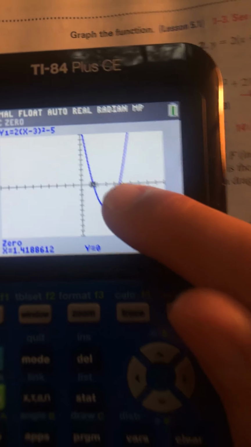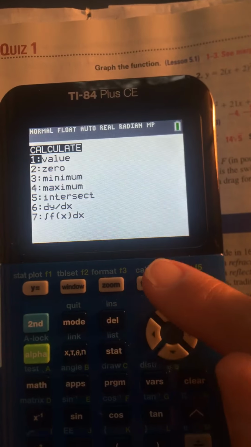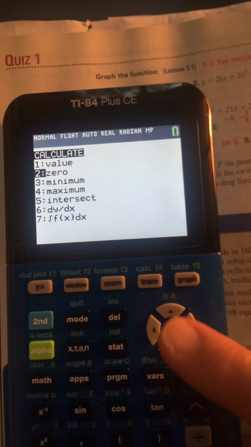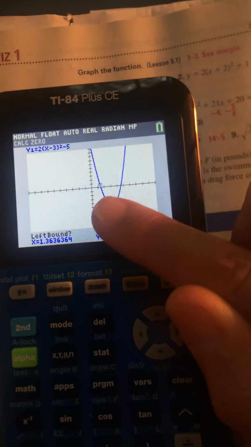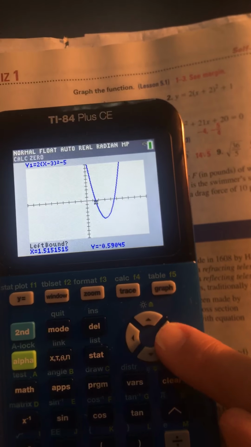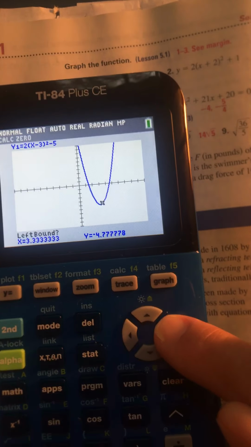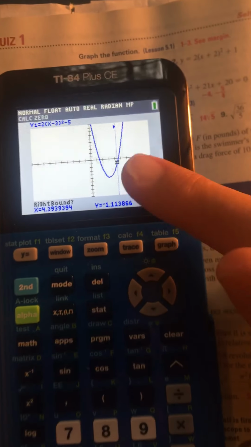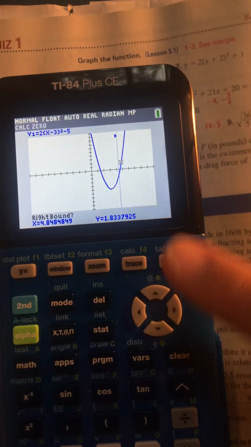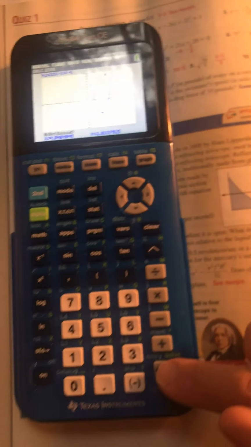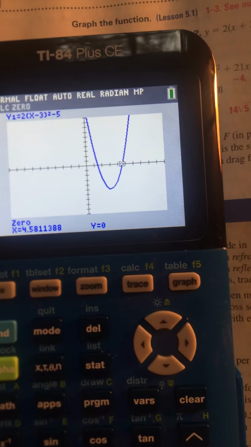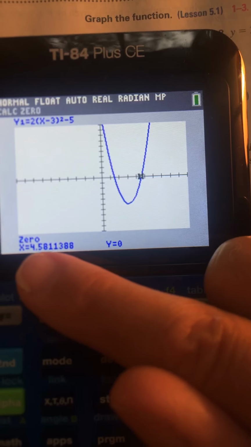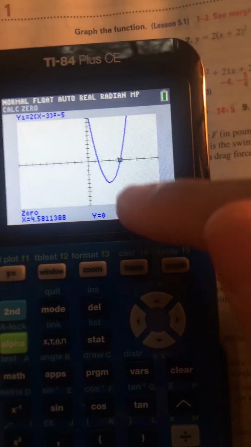Now we have to do it again for this side. So we go back to second trace, we go back to zero. This time, our left side is underneath the x-axis right there. We hit enter for yes. Now we keep arrowing till it's above the line, and hit enter again, and it says guess, and we say yes, and it tells us it's 4.58, and it's 4.58.